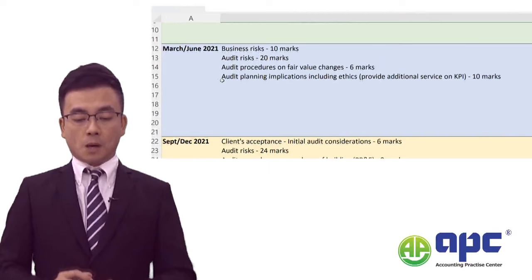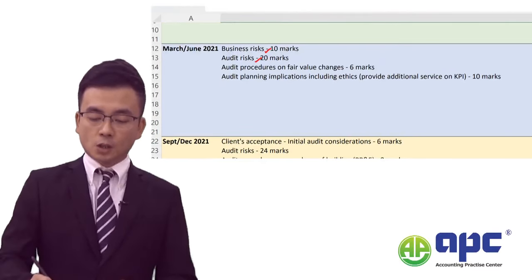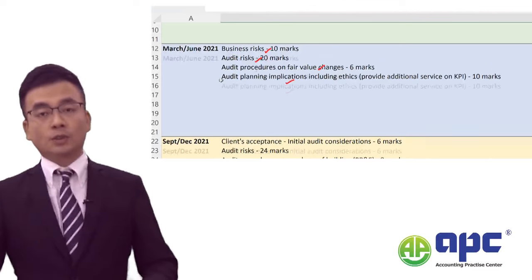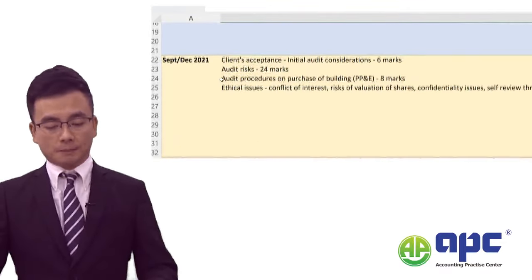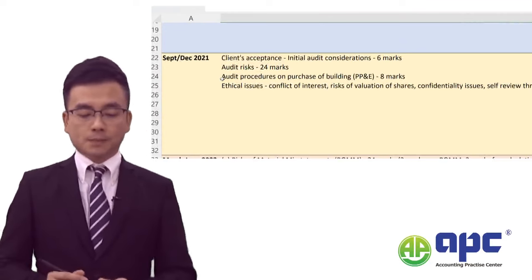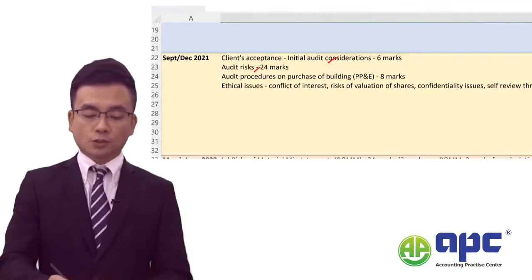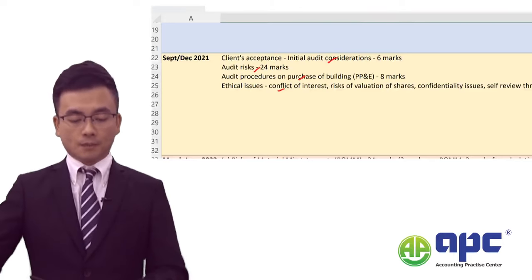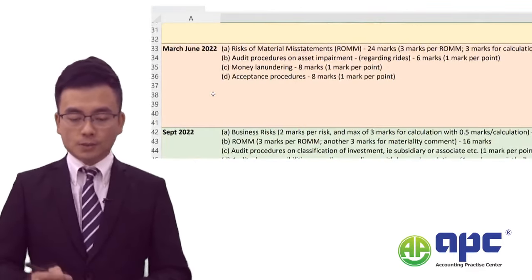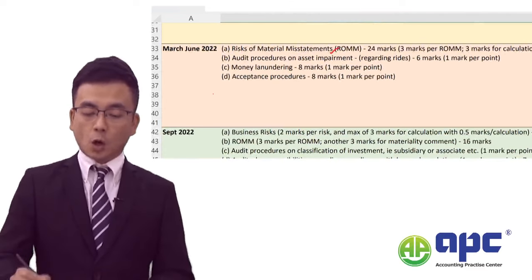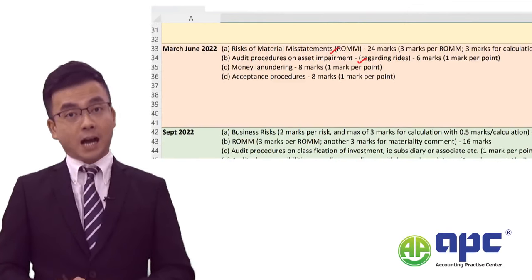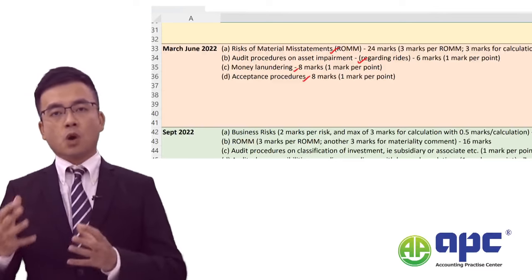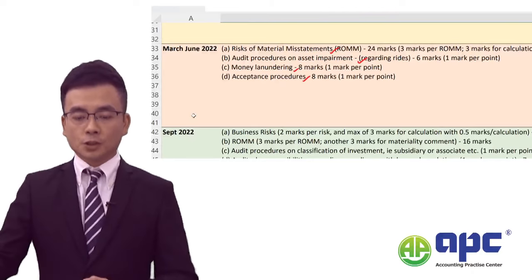In 2021 March, you've got business and audit risk, audit procedures on fair value changes, and audit planning implications, for example related to different KPIs, similar to the last sitting. In 2021 September, for example, the initial audit considerations, audit risk procedures on PP&E and conflicts of interest have been tested. In 2022, the risk of material misstatement on impairment of non-current assets per IAS 36, money laundering, and also acceptance procedures, the sort of things before we work as the auditor for a new client, have been tested.